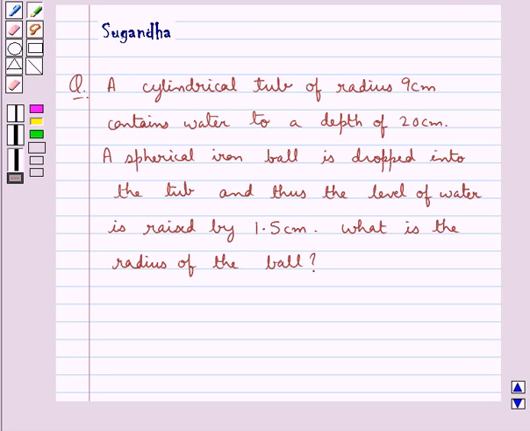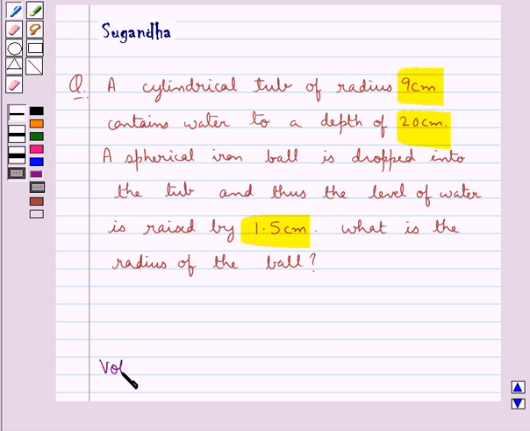In this session, we discuss the following question, which says, a cylindrical tub of radius 9 cm contains water to a depth of 20 cm. A spherical iron ball is dropped into the tub and thus the level of water is raised by 1.5 cm. What is the radius of the ball?